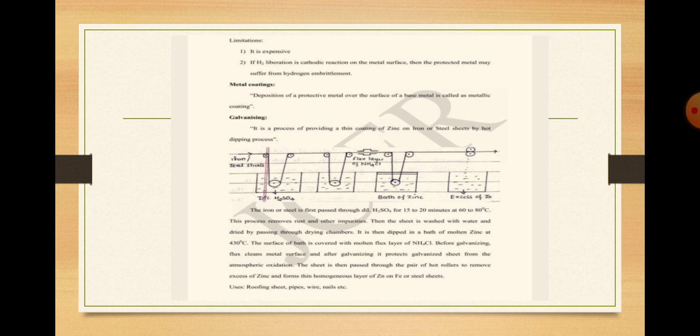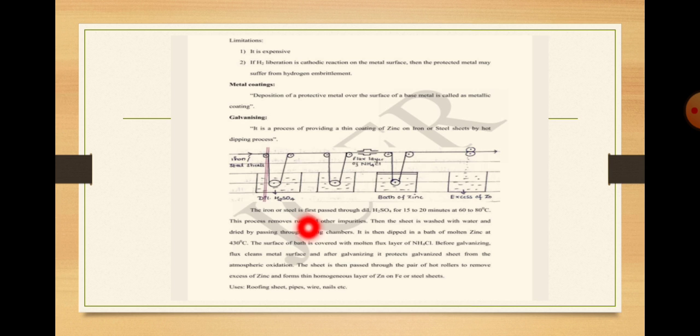Deposition of a protective metal over the surface is metallic coating. Galvanizing is a process in which iron or steel is taken and dipped into hot molten zinc. That is galvanizing. Here a diagram is given, showing dilute H2SO4, zinc, and excess zinc. What is the process of this galvanizing?